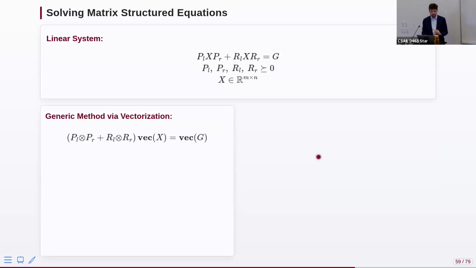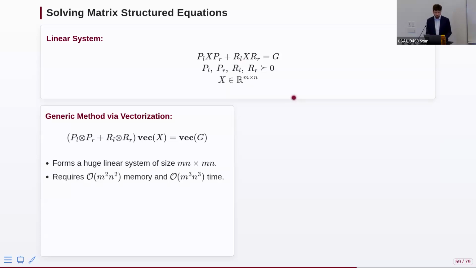And the key thing is that the typical classical way you would solve this is that you would ignore all the matrix structure and just flatten the equations. When you flatten the equations, this actually corresponds to an enormous linear system of roughly size m times n. And so you end up needing m squared times n squared memory to compute with it and m cubed times n cubed time to solve it.